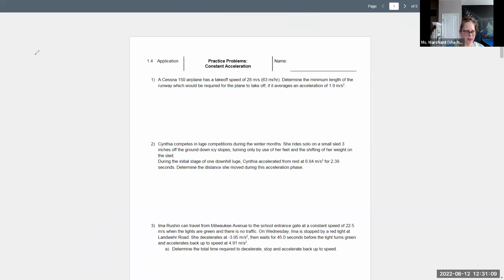So what was it that I have to do? Givens, unknowns, equation, substitute, and solve. So a Cessna airplane has a takeoff speed of 28 meters per second, 63 miles per hour. So that is my velocity. I don't know if it's initial or final yet. I've got to keep reading. Determine the minimum length of runway which will be required for the plane to take off.